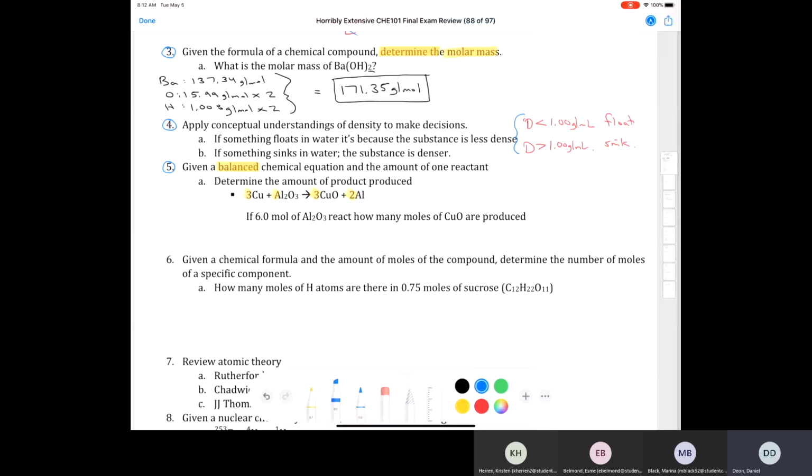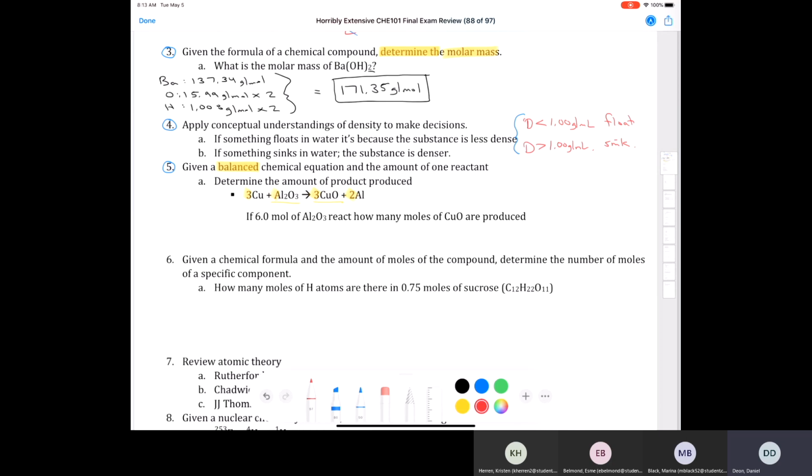Now let's take a look at how we would use a balanced equation in a problem. It says if you have 6 moles of aluminum oxide, and it reacts, how many moles of copper 2 oxide are produced? The way you would do that is make a conversion factor that relates the number of moles of aluminum oxide to the number of moles of copper oxide. You can see the ratio is for every 1 mole of aluminum oxide that I consume, I produce 3 moles of copper oxide. Now, I'm sure many of you can just do this in your head, say, okay, 6 times 3 gives me 18.